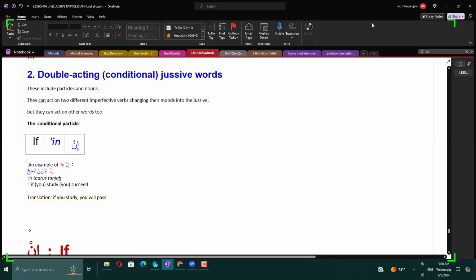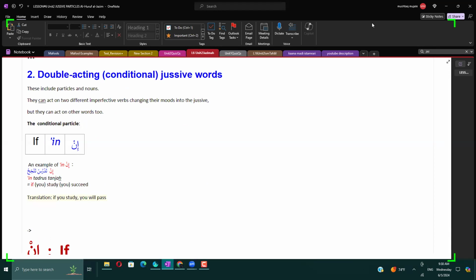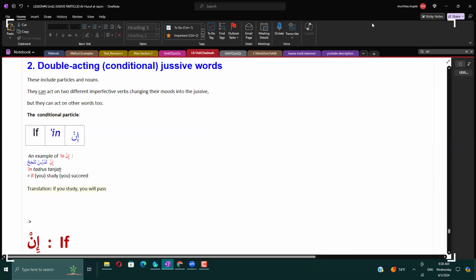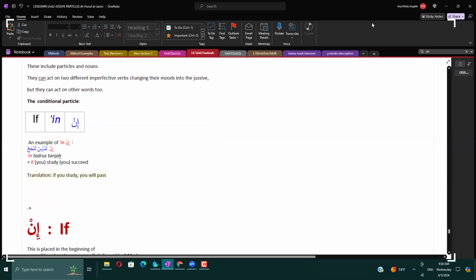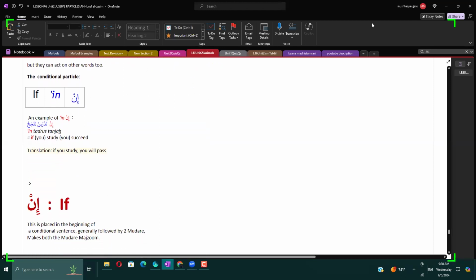Now, the second type is the double acting, the conditional or jussive words. These include particles and nouns. They can act on two different mudare, changing their moods into jussive, but they can act on other words too. In is if in English.